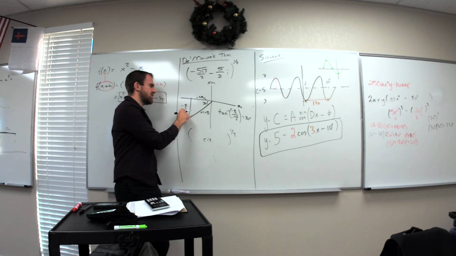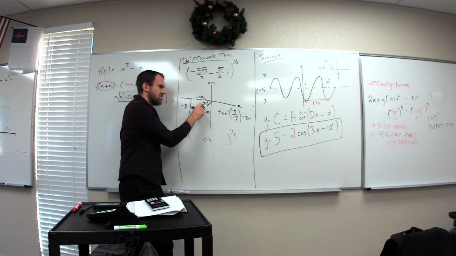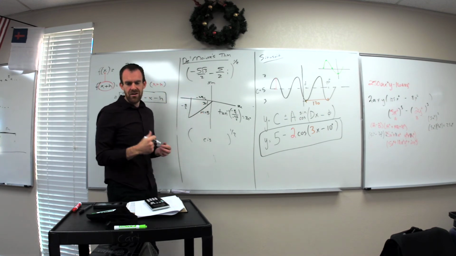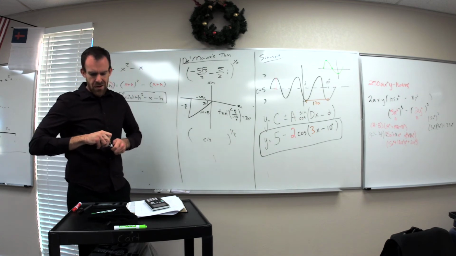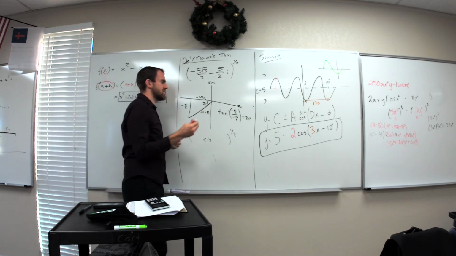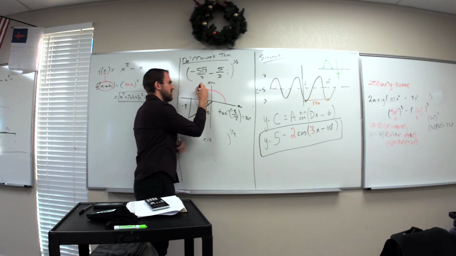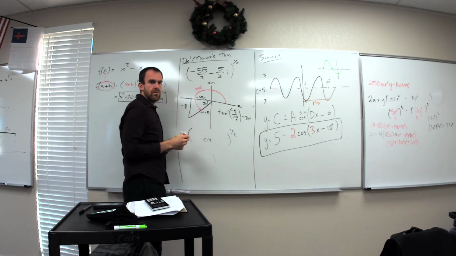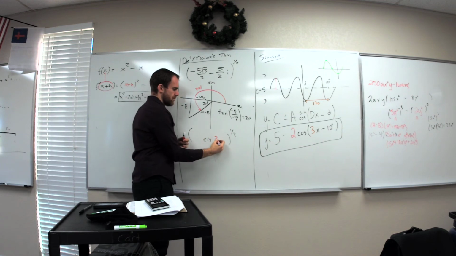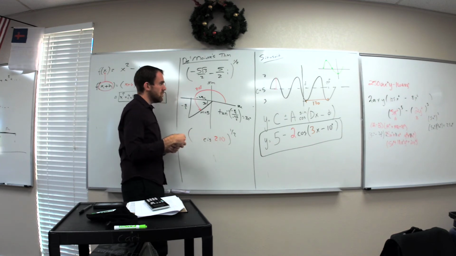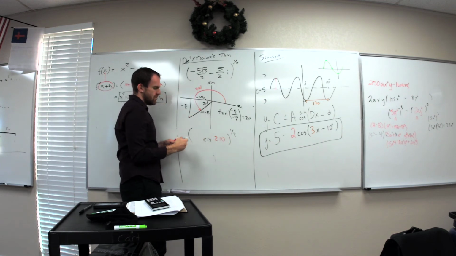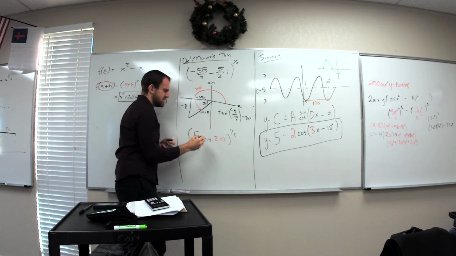Always opposite over adjacent. So 30 degrees is not the angle we want. Remember that you have to take your angle from the positive x-axis. So you actually want this angle, which is 210 degrees. So this in polar form is 5 cis 210.